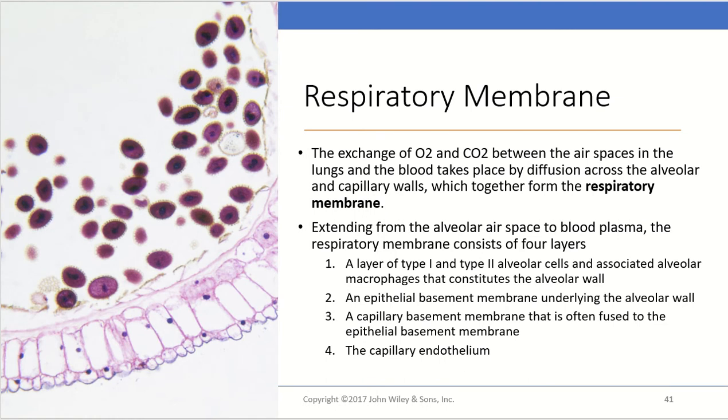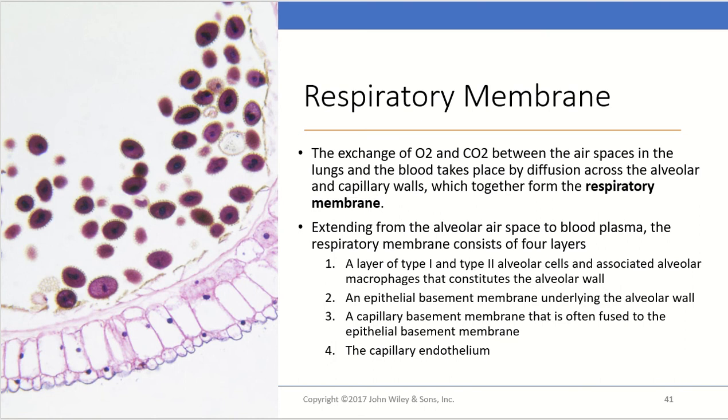So now let's move on to the respiratory membrane. The exchange of oxygen and CO2 between the air spaces in the lungs and the blood is going to take place by diffusing across the alveolar and capillary walls, and together these are going to form the respiratory membrane.